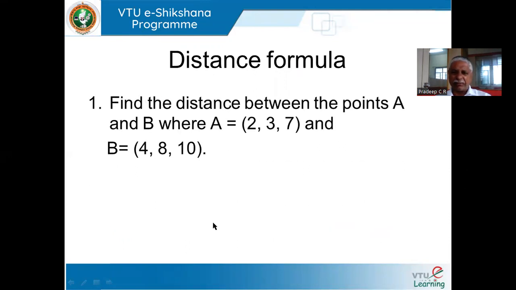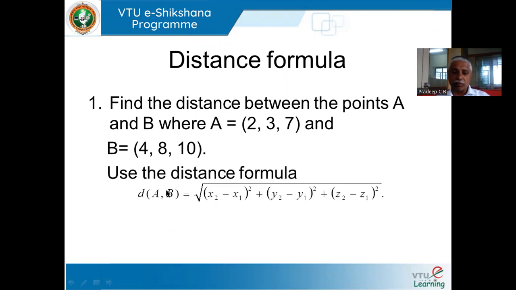Let's check quickly one example. Distance between the points A and B, where A is (2, 3, 7) and B is (4, 8, 10). In this case, I will apply this formula. Distance between A and B is the square root of (X2 minus X1) whole square plus (Y2 minus Y1) whole square plus (Z2 minus Z1) whole square. This is the formula we know.